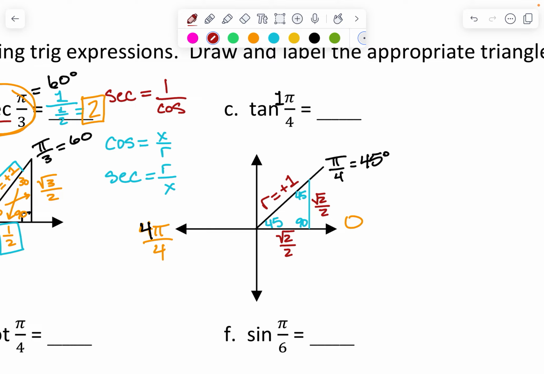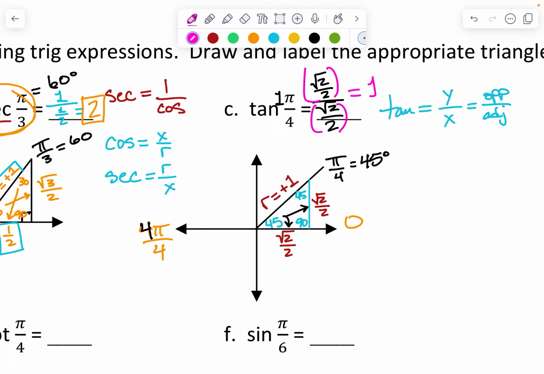Now, tangent equals y over x. Another way you could think about it is opposite over adjacent. Regardless, your opposite or your y is square root of 2 over 2, and your adjacent or your x is square root of 2 over 2. Now, you could flip this, or you could just say, hey, I have a number divided by itself. Anytime you have a number divided by itself, the answer is 1. The answer is always going to be 1.